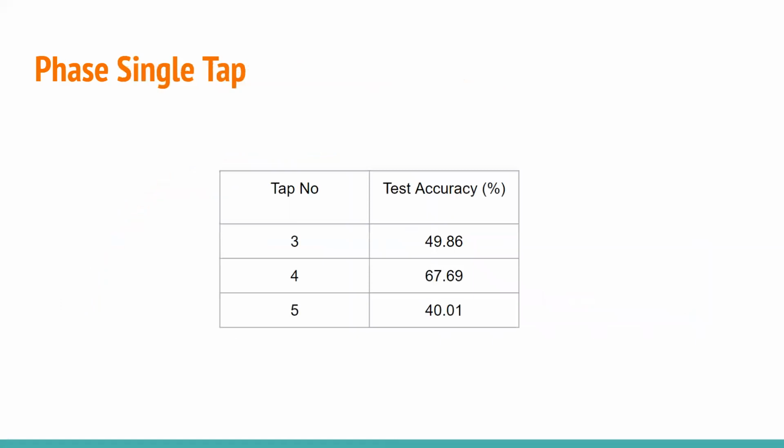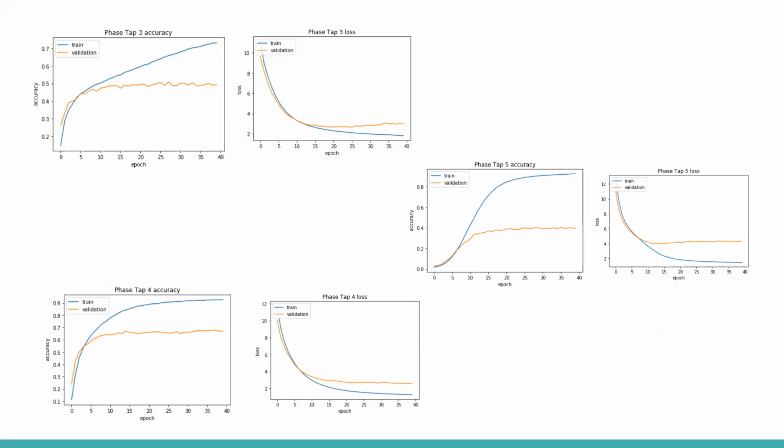So we'll move on to the phase single tap. Again, taps 3, 4 and 5 are the best performing taps. So that particular observation holds good here. But the test accuracies have clearly taken a hit compared to the previous experiments. So here are the plots. The interesting thing to note here is that the convergence is pretty much the same until a fixed number of epochs. After that, there is a slight wide deviation between the validation and training, both loss and accuracy.